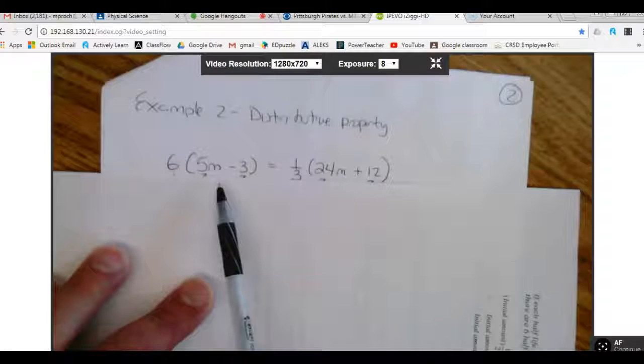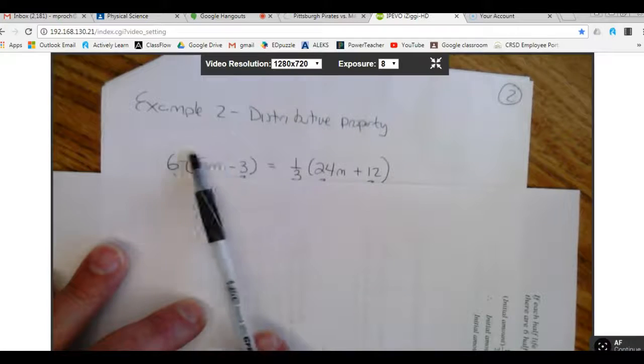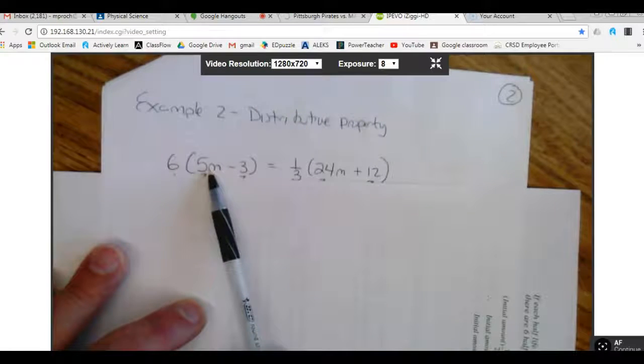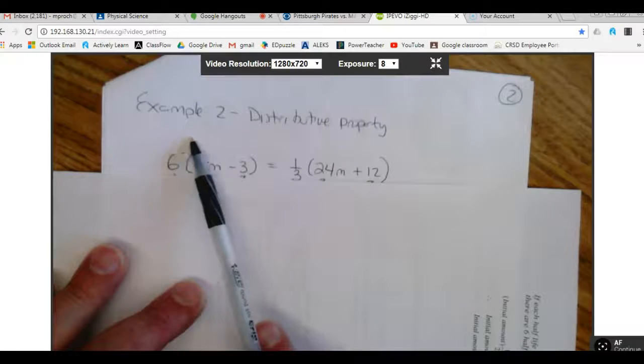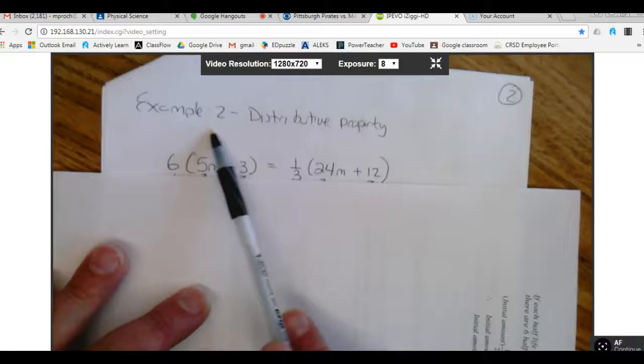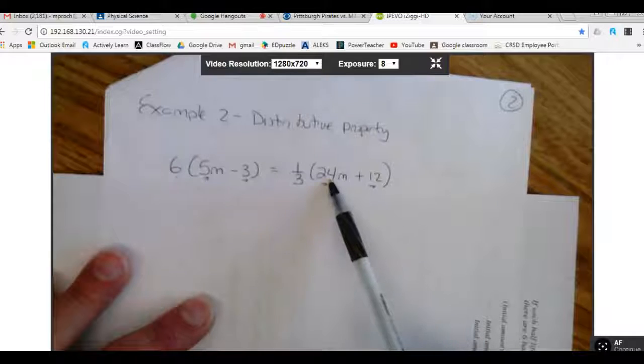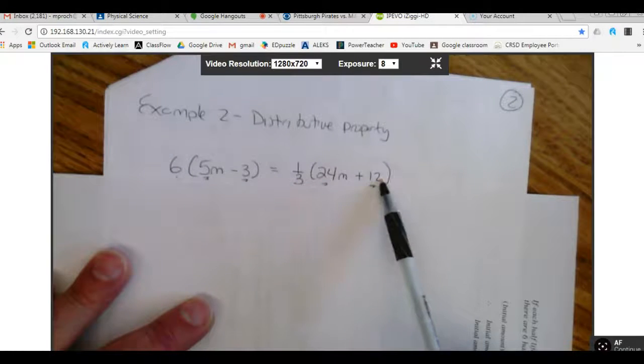And here we have 5m minus 3, right? So there's nothing we can do there. You see that? We can't add or subtract 3 from 5m because we don't know what m is. But we can do the distributive property, right? Times 6 by 5m, times 6 by negative 3. And on this side, 1/3 times 24m, and then 1/3 times 12.